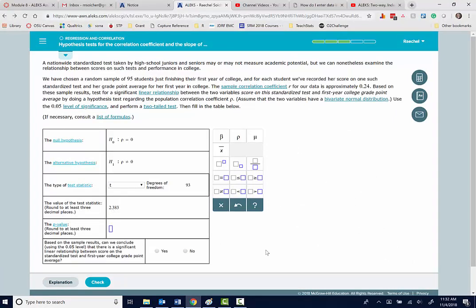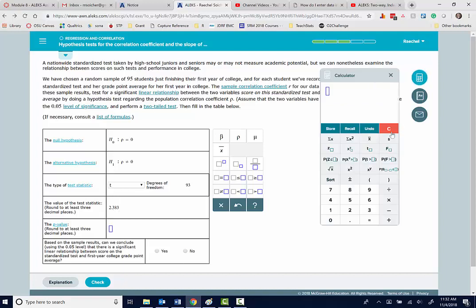Now we need to find the p-value, and again, this is going to be a two-tailed test. So we find the probability that t is greater than 2.383 with 93 degrees of freedom, and we multiply that by 2. Our p-value is 0.019. It says, based on the sample results, can we conclude at a 0.05 level that there is a significant relationship? Because our number is less than 0.05, we would say yes.